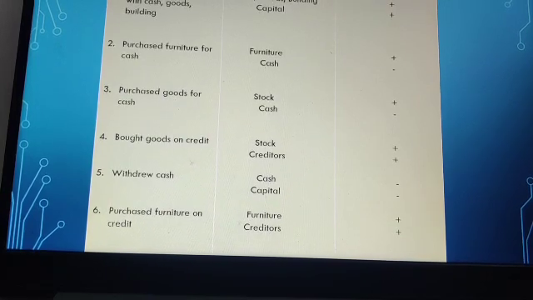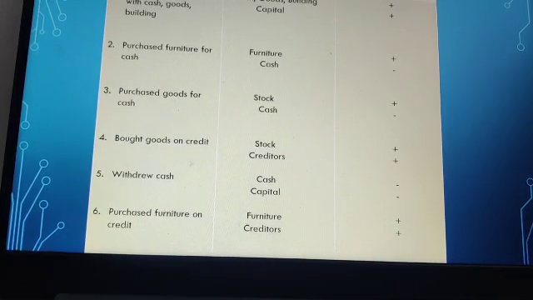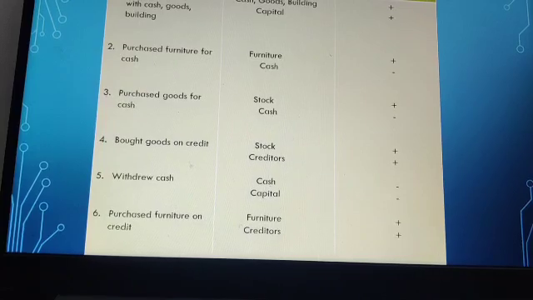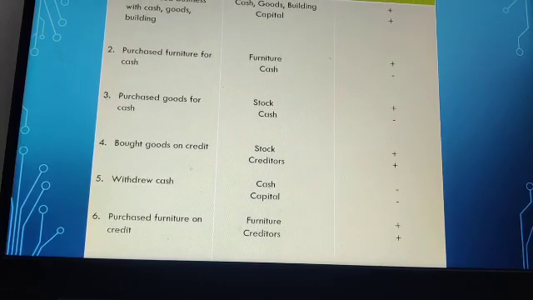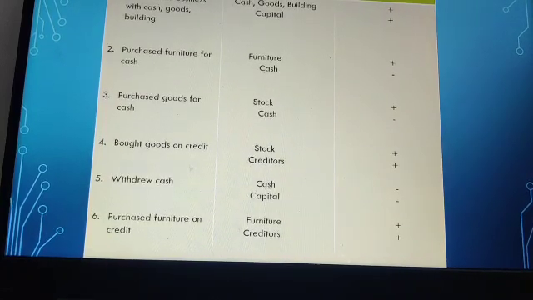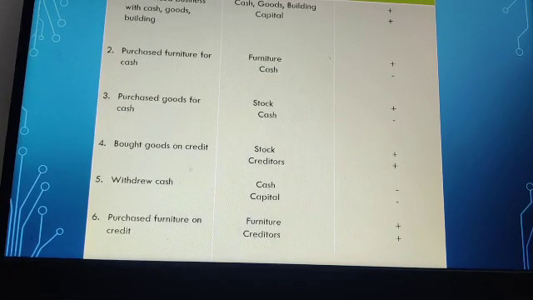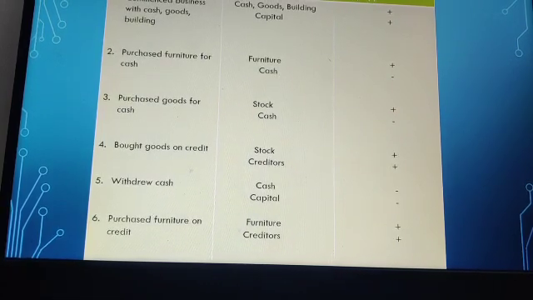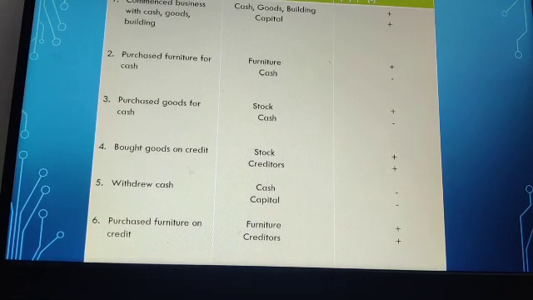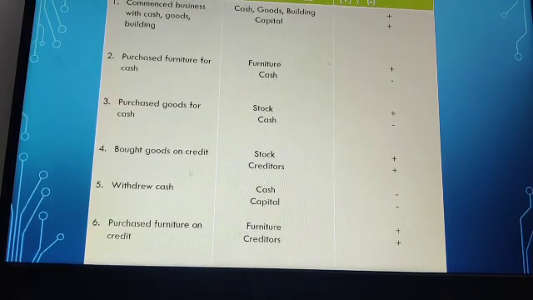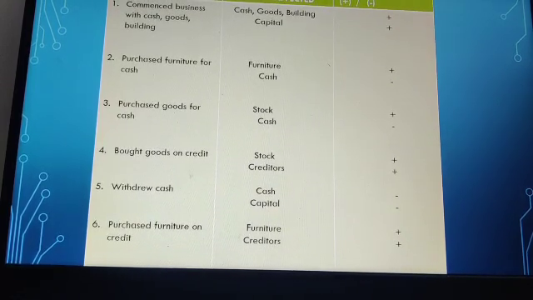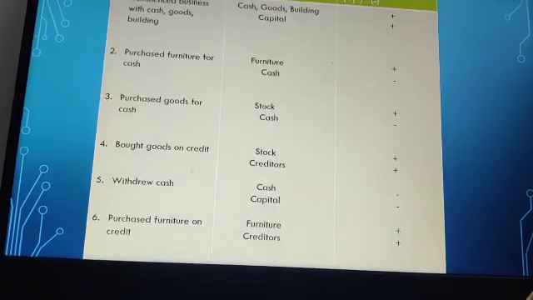Next comes purchased furniture on credit. In a similar way, as we discussed with bought goods on credit, we are going to have purchased furniture on credit. For furniture, since you are purchasing it, your furniture is added upon. In a similar way, your creditors are also added upon for your furniture account. Alright, moving on to the next.